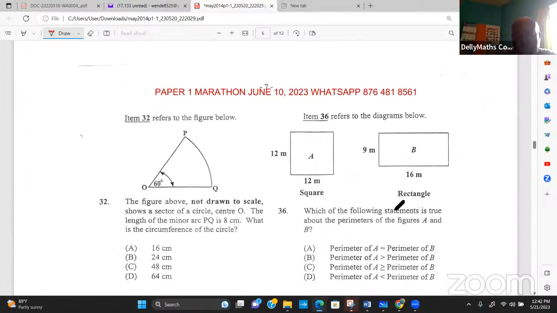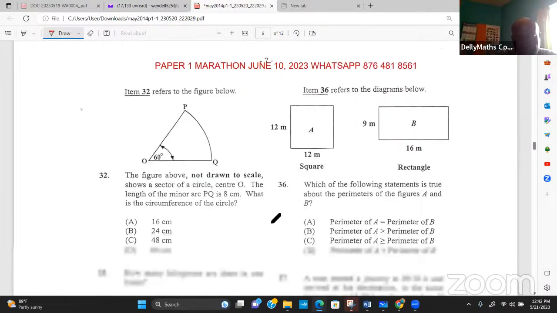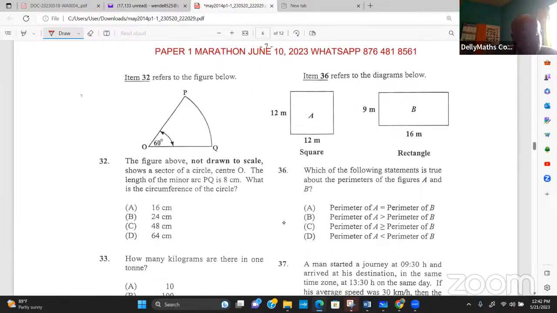All right, we're going. That was 31. 32. The figure above, not drawn to scale, shows the sector of a circle, center O. The length of the minor arc PQ is 8 cm. What is the entire circumference?